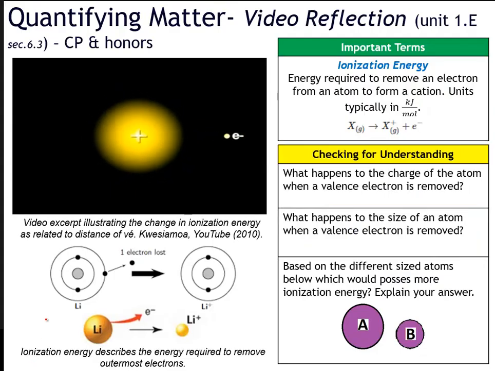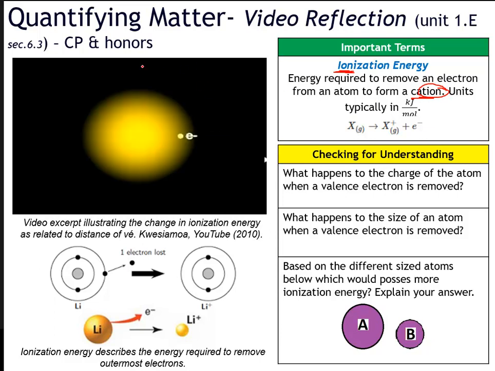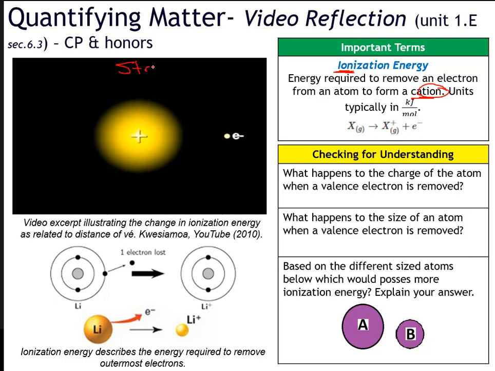The next characteristic that we can predict is something called ionization energy. The key word here is ions. It's the energy required to remove an electron from an atom to form a cation. We'll talk more about what a cation is in a second, but keep in mind it's an ion. Now think of ionization energy as how strong an atom's hold is. How strong is it?